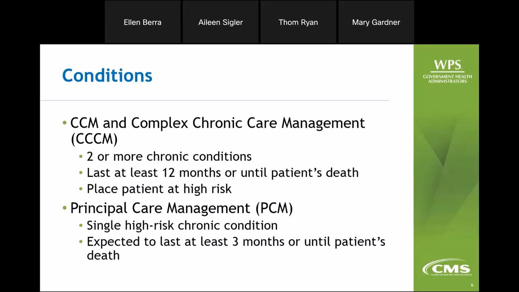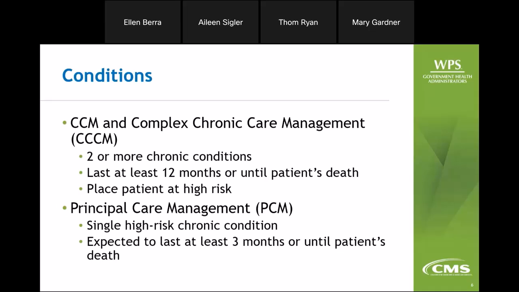You can find more information in the CMS Medicare Learning Network booklet on chronic care management, and we'll put that link in the chat function for you. CMS also has a question and answer document that goes along with CCM services, and we'll put that link in the chat for you also.